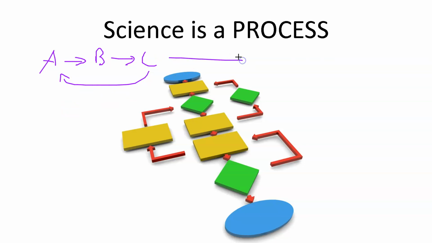We might get all the way down to step F, and then it's like, oh man, this is not working. Let's go back to B and figure out what's going on. So science is an ever-going process. One of the greatest examples of this is the discovery of penicillin.